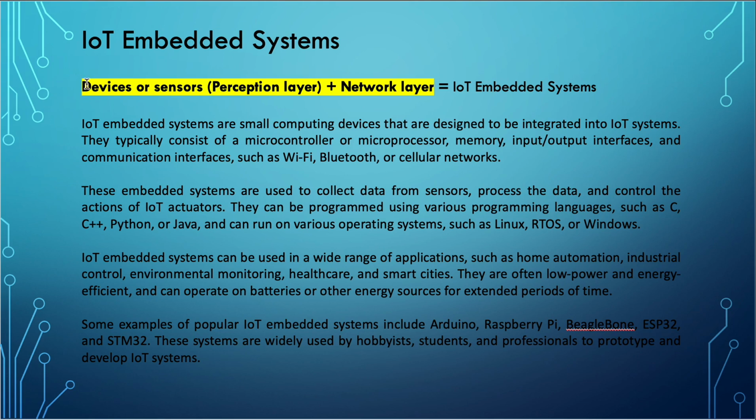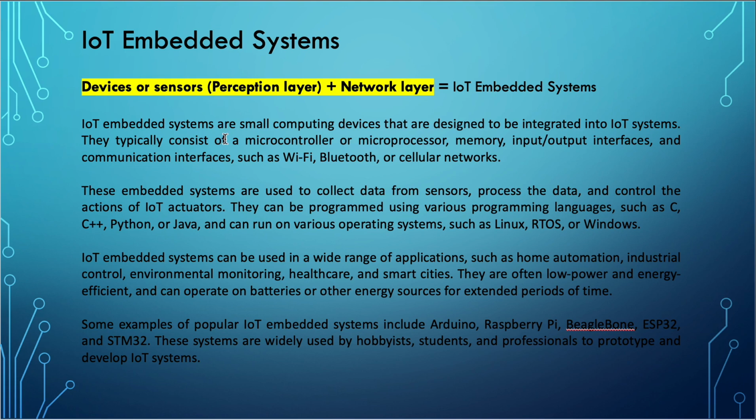So I just had a note here. We talked about devices, or the perception layer, plus the network layer equals an embedded system. So to build an IoT embedded system, this is our end goal, right? In this lesson, building an IoT device is our end solution. To build that, we have to have an embedded system, right? So let's talk about IoT embedded systems.